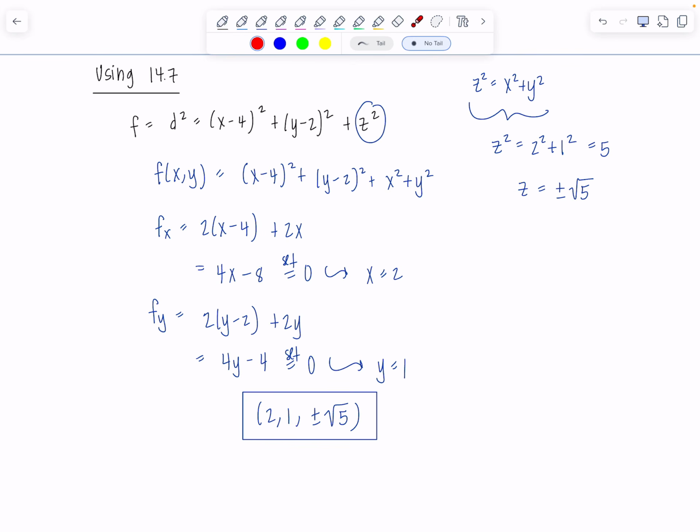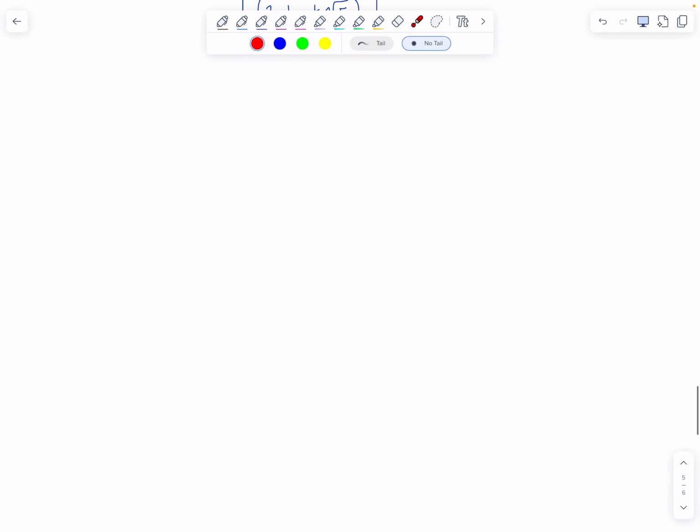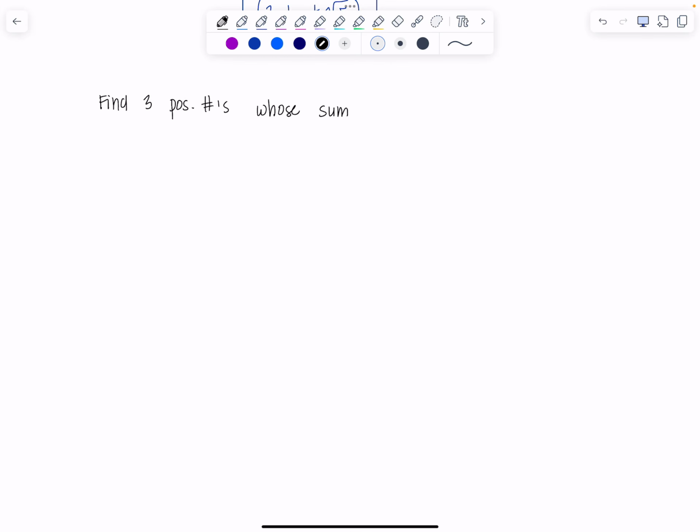Okay. Just 2 more, right? So the next one I need to do is find the 3 positive numbers whose sum is 100 and whose product is a maximum.